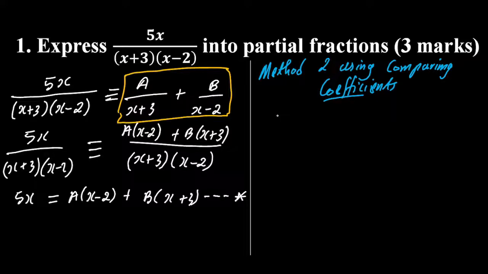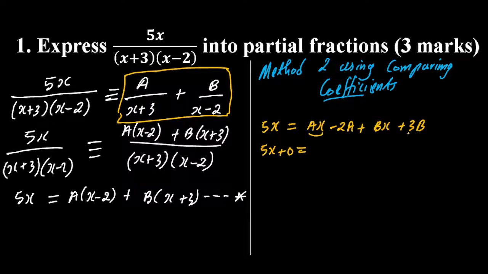In this case, what we need to do is simply expand the right hand side and compare the coefficients. So expanding our right hand side, on the left hand side we have 5x, to be equal to, expanding this, a times x, we're going to have ax. A times minus 2, we're going to have minus 2a, plus doing the same thing for b, we're going to have bx plus 3b. Here we have 5x. We can look at this as 5x plus 0, since 0 is a constant.